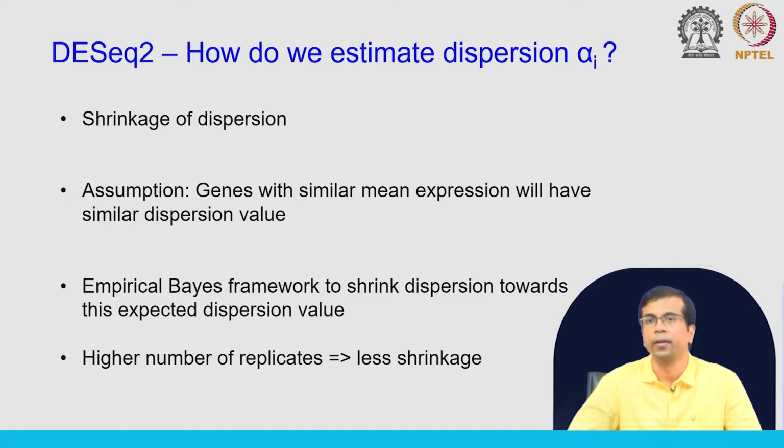If there is a higher number of replicates, there would be less shrinkage, because with more and more replicates you are more confident about the dispersion estimate. But if you have a very small number of replicates, maybe only 3, then you may not be that confident about the dispersion estimate, which means you probably need to shrink the dispersion more. So, this is the assumption behind dispersion shrinkage.